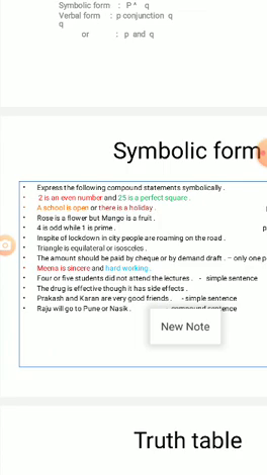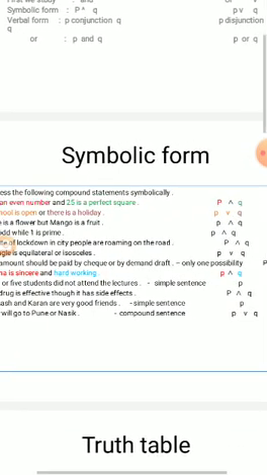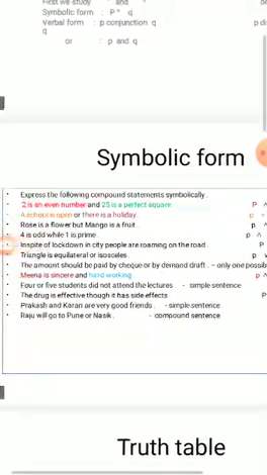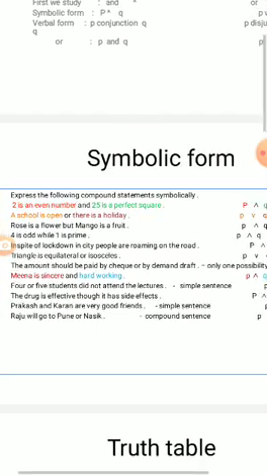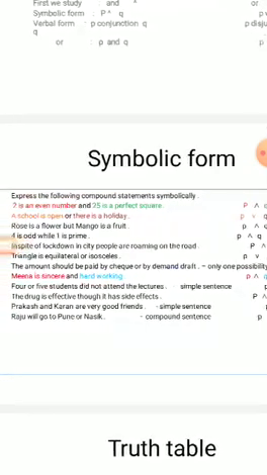Now next, triangle is equilateral or isosceles. So it is either equilateral or it is isosceles. That means it could be both also. So it is P or Q.